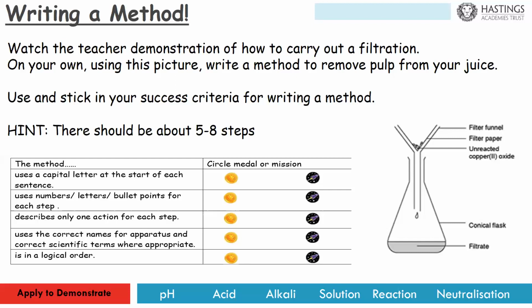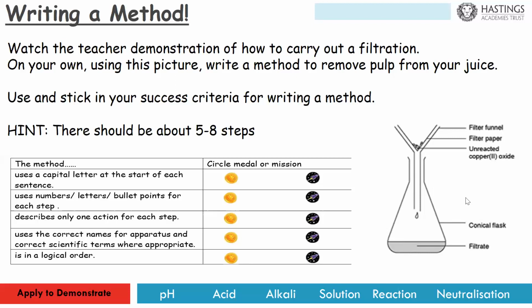Using a capital letter at the start of each sentence. Using numbers, letters, or bullet points to separate each step. Describe only one action in each step and use the correct names for the apparatus, or for the things that we're going to use, which is on the right hand side, in order for your method to be most accurate, and do this in a logical order. So have a look on the right hand side, use this to help you. Write it in a logical method.